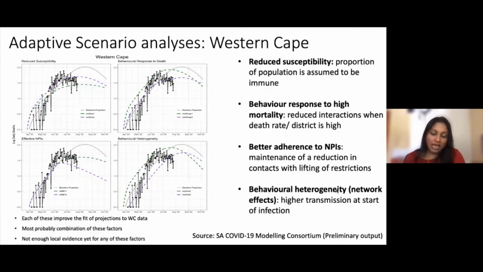epidemic patterns. And what we concluded at the end of the day is that each one of these on their own could quite easily improve the fit of our model projections to the data in this particular province. And we had no local evidence yet for any one of these factors. And so the likely situation is that it is most probably a combination of all of these factors, though we have no local data for any one of them, or local evidence to suggest that any one of them might be the real reason why we have this particular observed pattern.